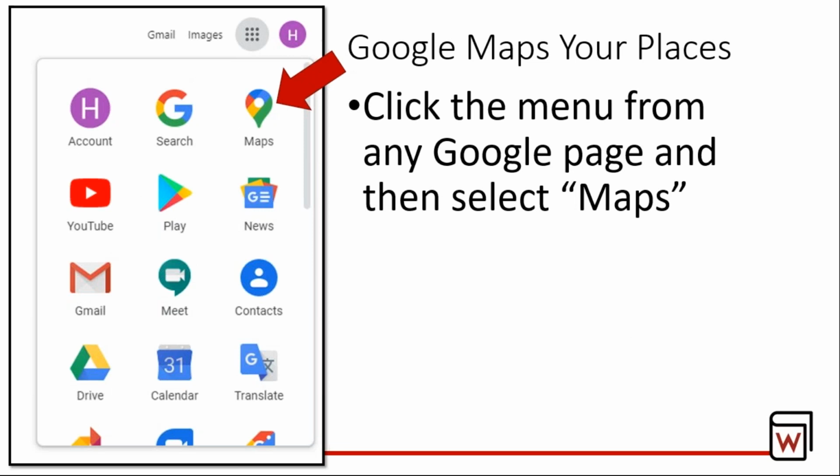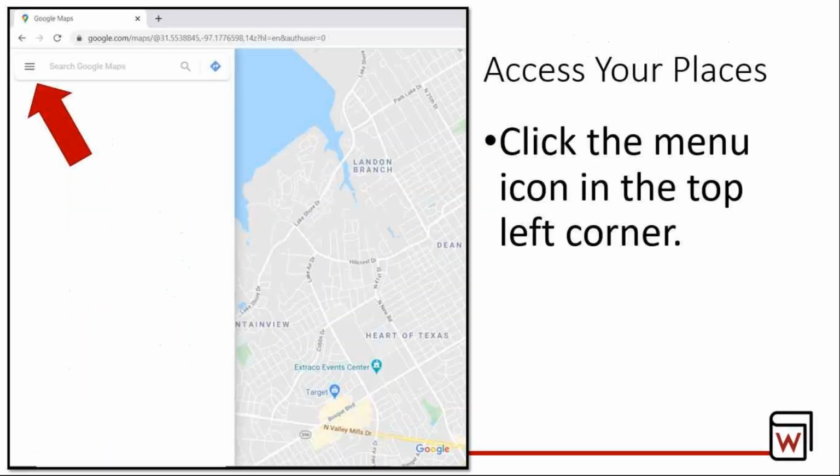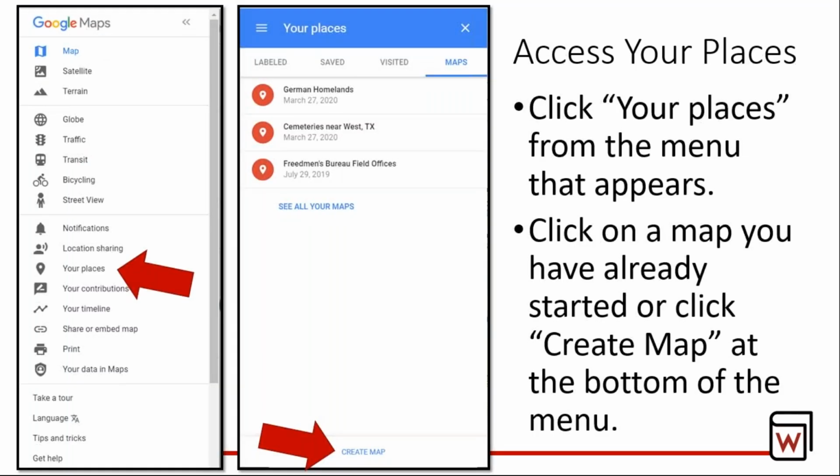So to get to Your Places, you'll want to go to first google.com, and then once you're logged into your account, you'll click up in the top right-hand corner. You see a little menu that has those 9 dots and a grid, and then you'll click Maps. Once Maps opens, you'll click on the menu icon in the top left-hand corner. That's those 3 lines up there. And then you'll get this menu that's on the left-hand side. And there's a few different options you have, but what you're looking for is down there in the middle where it says Your Places.